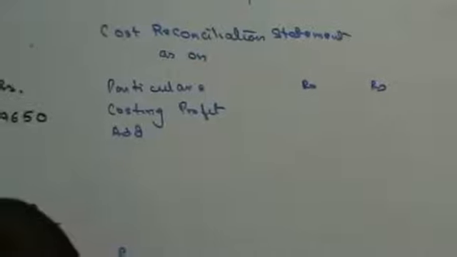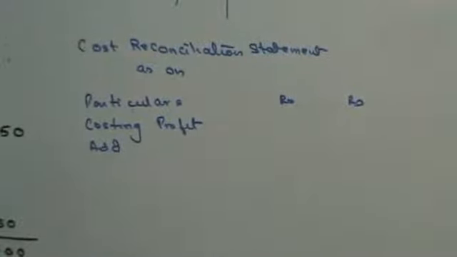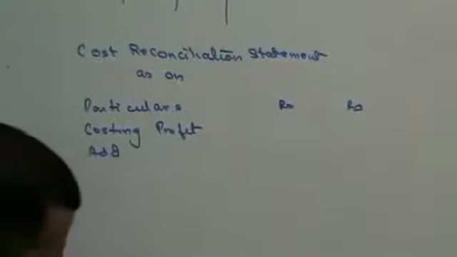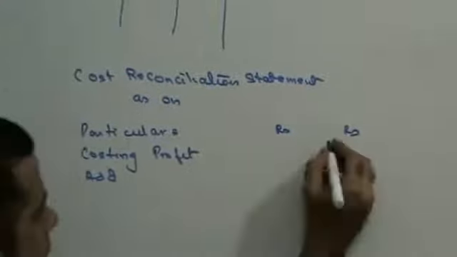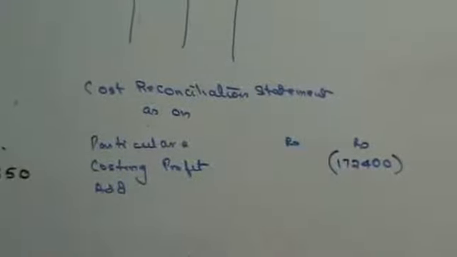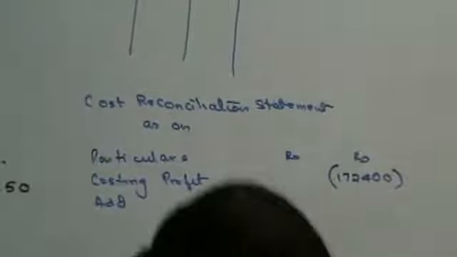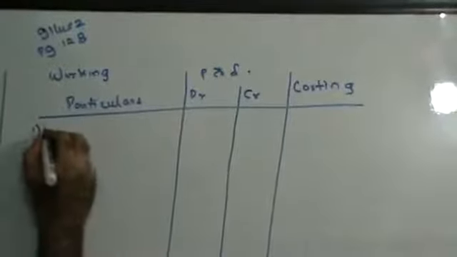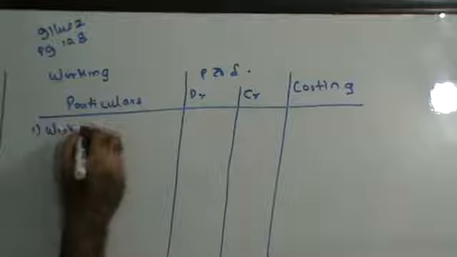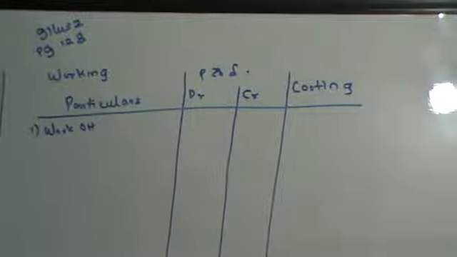They are saying that net loss as per cost records are given to you as 1,72,400. Since it is loss, you will write the amount as negative, right? Let's come to working note. They are saying that work overheads under recovered in costing, right?